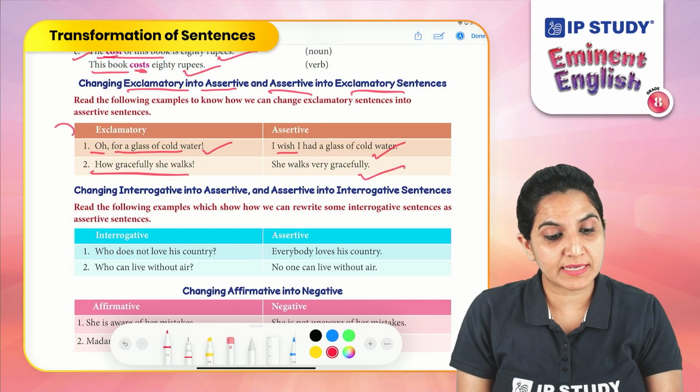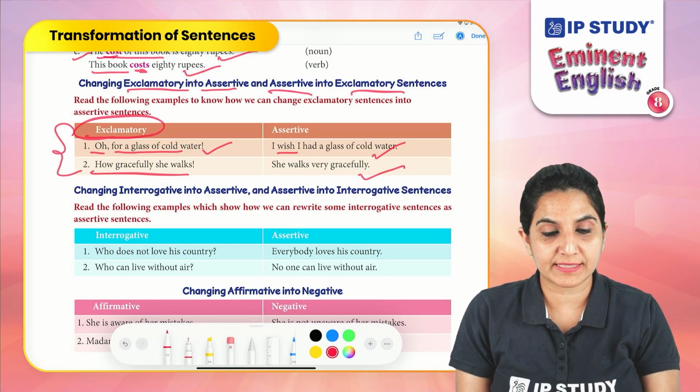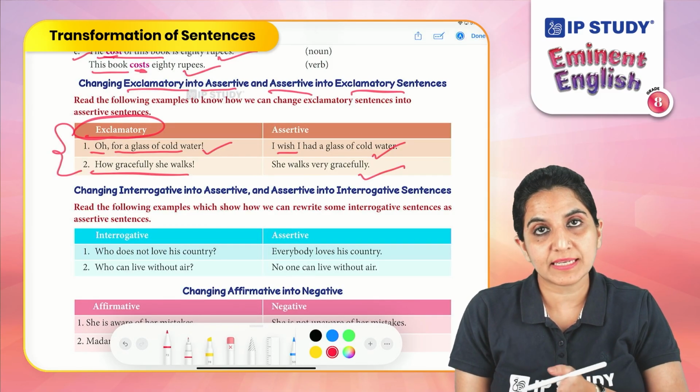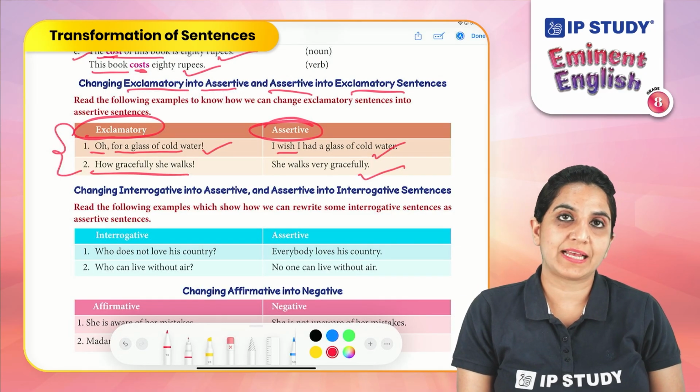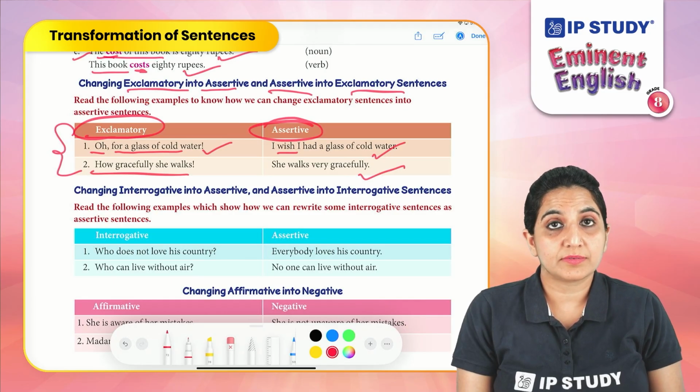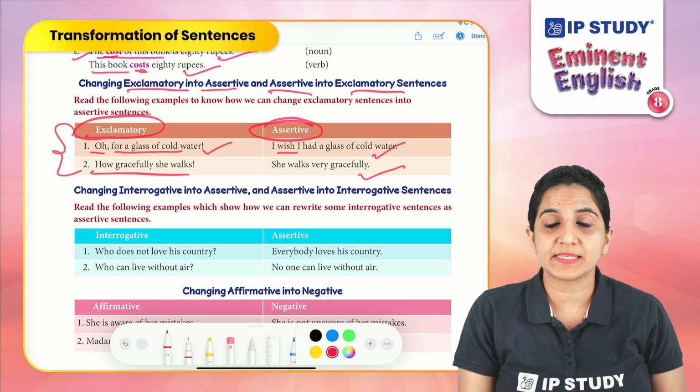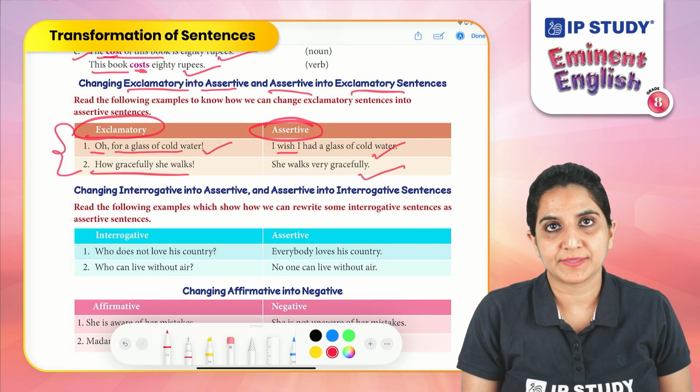Now, the same sentences we have used in exclamatory sentences can be transformed into an assertive sentence. For example, "What a beautiful dress!" The same sentence can be changed into an assertive sentence: "This is a beautiful dress."